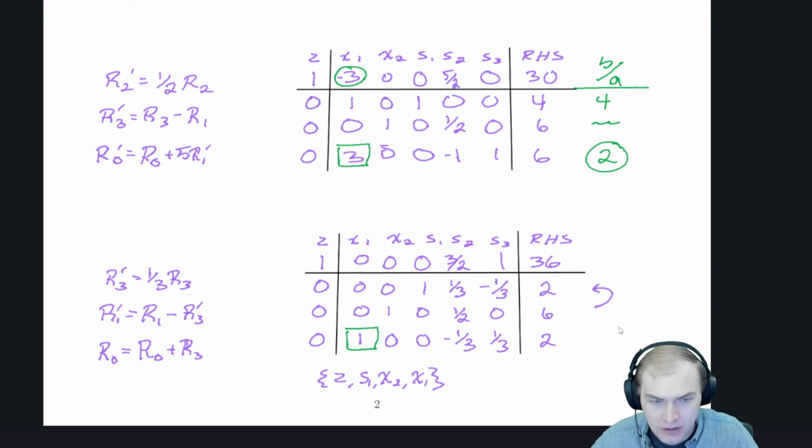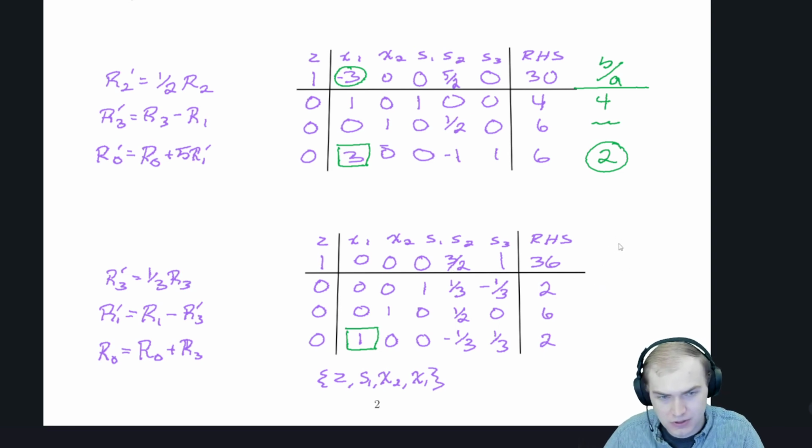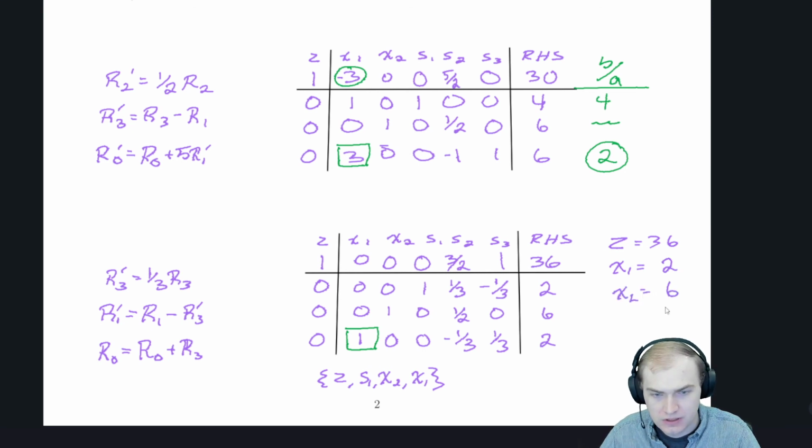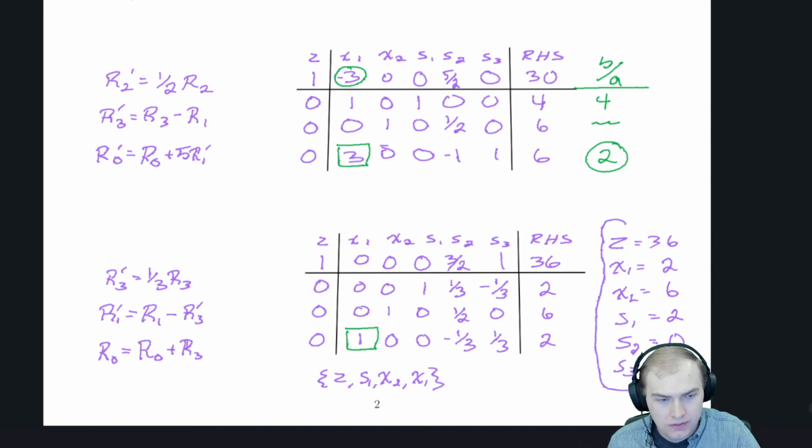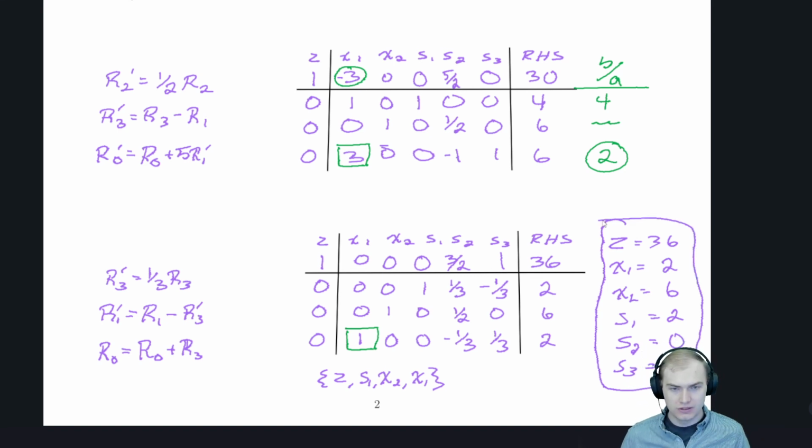So instead, we're just going to pull out the optimal solution, 36. X1 is 2. X2 is 6. S1 is 2. And S2 and S3 are non-basic, so they take the value 0. So that is our solution to this problem.